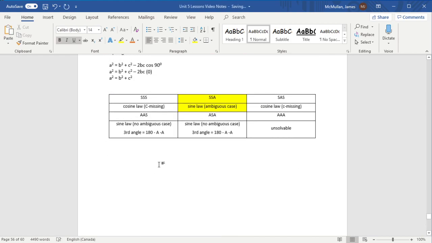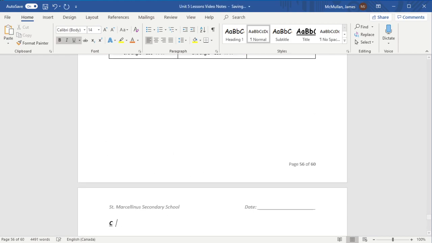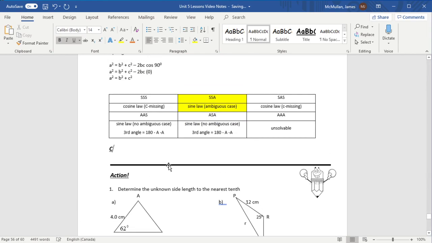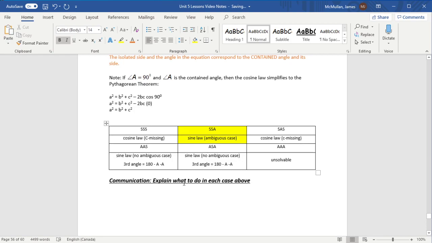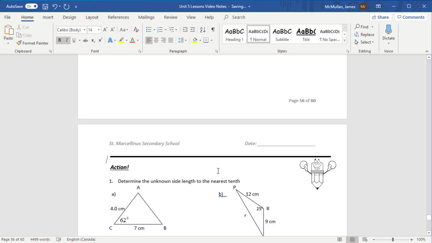Okay, so again, a common communication question is to explain what to do in each case above. And I would be looking for something like, in this triangle, I would use the sine law in this way. In this triangle, I would use the cosine law. In this triangle, I have to be worried about the ambiguous case or whatever. Okay, so there's a good assignment question that'll help you practice this material as well.